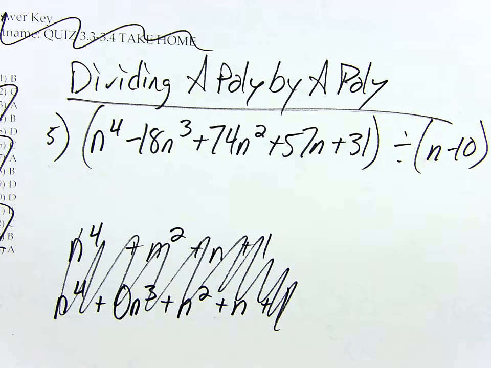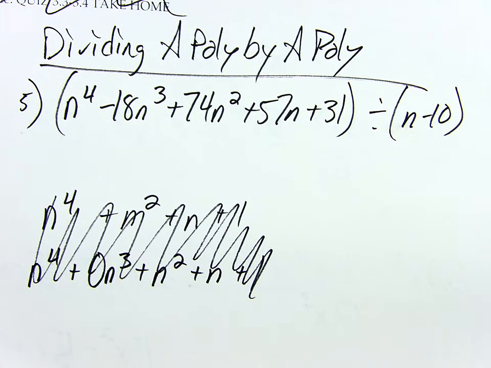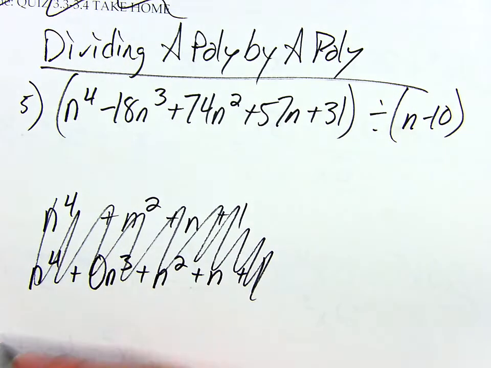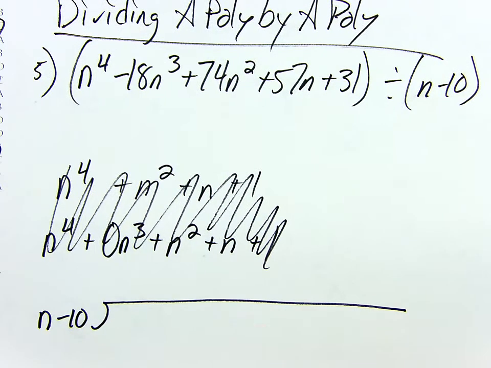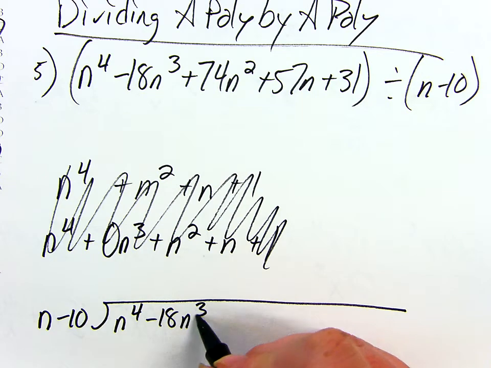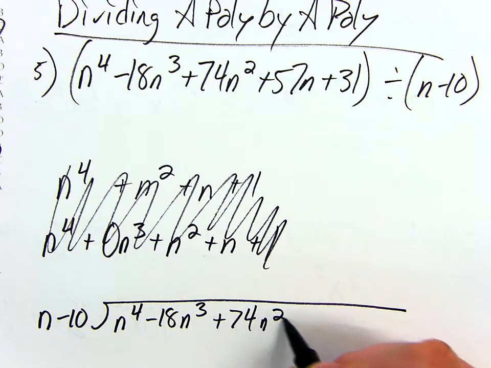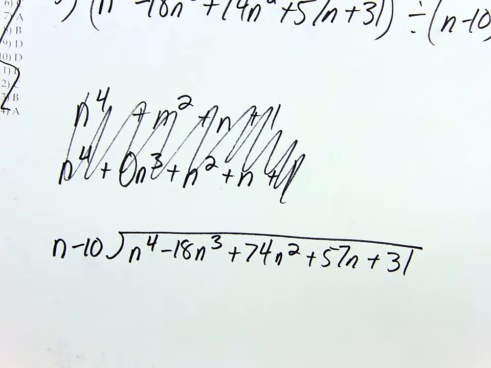So when we go to divide polynomials by polynomials, get them both in standard form, put in any missing placeholders if you need them, and then I'm going to write it just like I do long division of my other numbers. I take my divisor and put it on the outside, so I'll have n minus 10 and then that big old divide bar, and then I put all this in there: n to the fourth, 18n to the third. Just like we did long division with numbers, we do the same with polynomials.